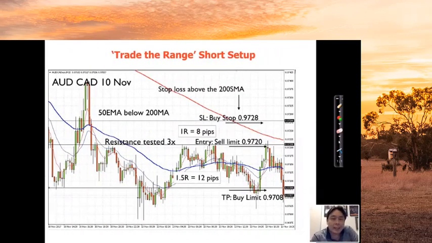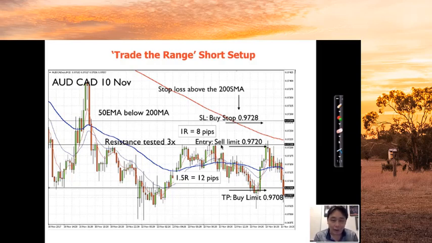Alrighty, let's take a look at the next example, Aussie CAD, 10 of November. Again, you can see a downtrend bias, 50 moving average, blue line, below the 200 moving average, red line. Do we see a clear range? Yes, I do. Or yes, I did.